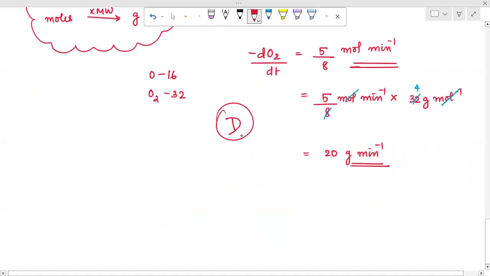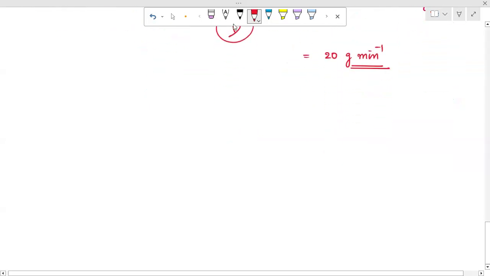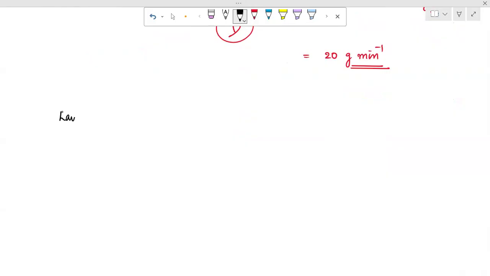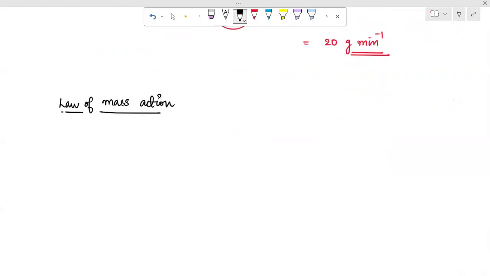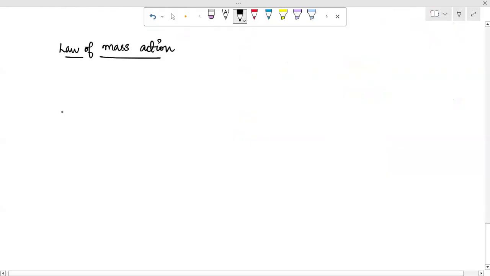Okay, all right. So now we'll stop the questions. We'll come back to concepts. So please write the heading, Law of Mass Action. Okay. So we have already learned the way by which we can express the rate of a reaction. In law of mass action also, you express the rate of the reaction.